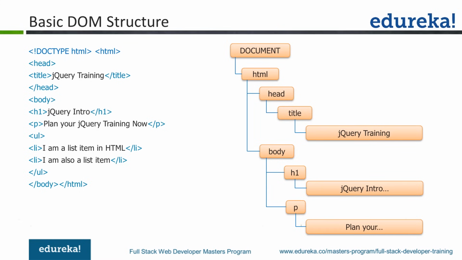This is just a simple HTML document here, and it has been laid out in a tree sort of pattern. There is the document, which is the parent of everything else. Within the document, you have the HTML tag, which further contains head and body, and then head contains title, and title contains some text over here. Then you have the h1 tag, which contains some text, and then you have the p tag, which contains some text.